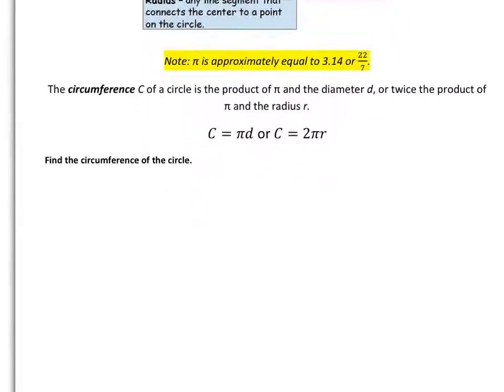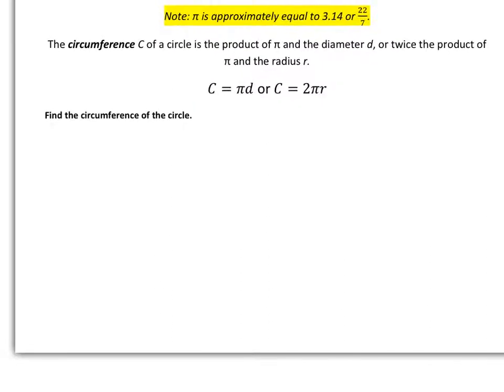Okay, so the first thing we're going to do is find the circumference of a circle. Remember, the circumference of the circle is the distance around. Like I said before, you can relate it to the perimeter of a circle. We're going to find the circumference by taking pi times the diameter. Remember, diameter is all the way across the circle.